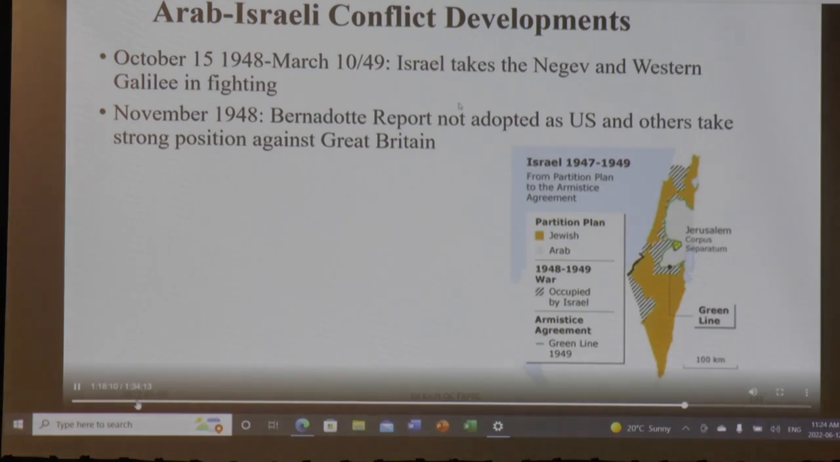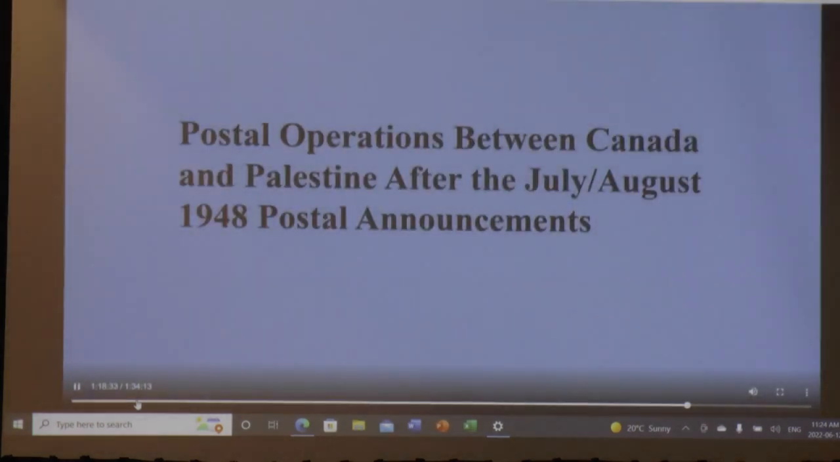But what's happening in the conflict in the meantime? Israel starts taking more and more territory from the Arabs. They take the Negev, they take the Upper Galilee, and Bernadotte's partition mediation report is not adopted because the U.S. has taken the position it doesn't want to adopt that as Israel takes more and more territory in Palestine, and others are taking a strong position.